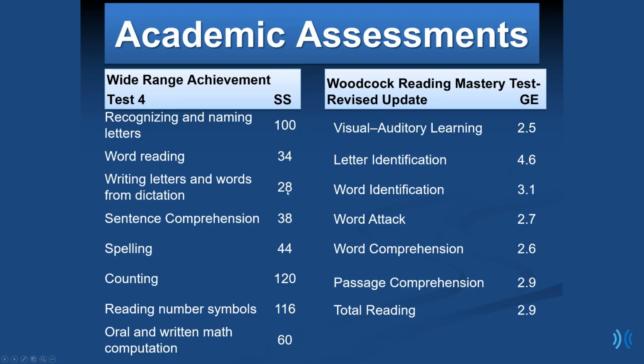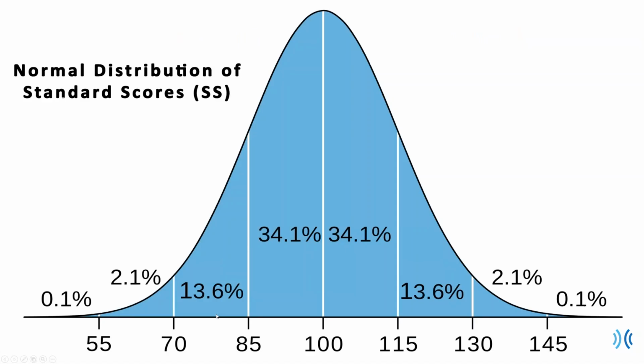We saw on the previous page where writing letters and words from dictation was a score of 28. That seems low, and if we follow the cursor, it is very low. Most children at that particular age and grade are performing much better than this particular child was. This, pictorially, starts to give me an idea of what the skills look like.